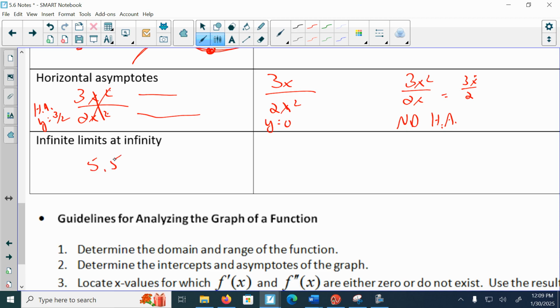We also did limits at infinity, so that's my end behavior. We did that yesterday or the day before, so we're great.